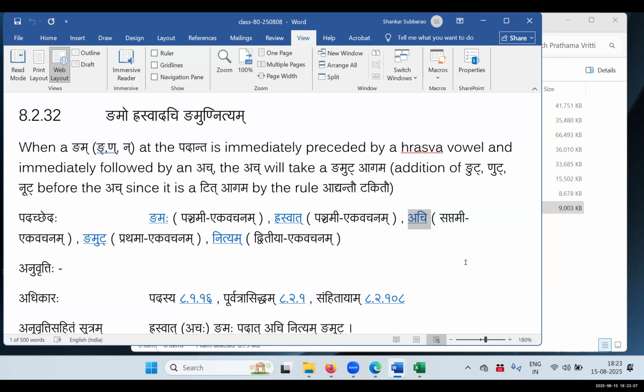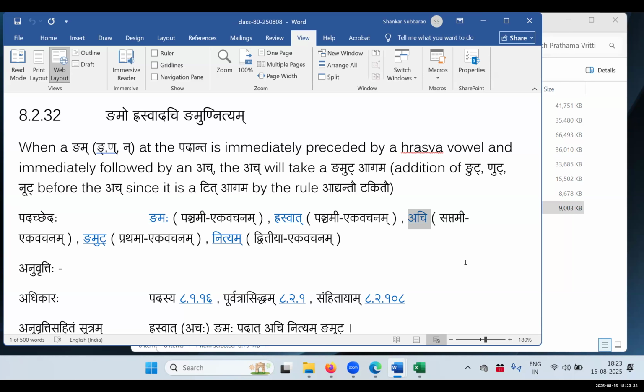Kurvan, that nakara is the padanta, right? It is preceded by akara and it's followed by a vowel. Therefore, what will happen now? One more nakara will come, get added, nut agama will come. Therefore, you'll get kurvan neva, right? So, this is what we saw.